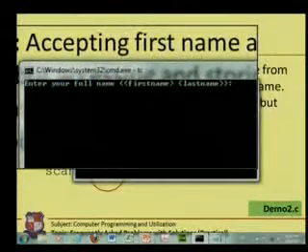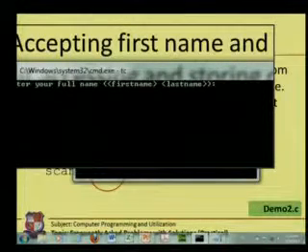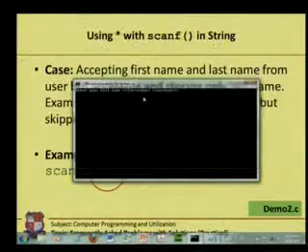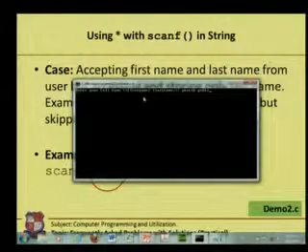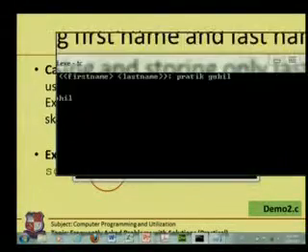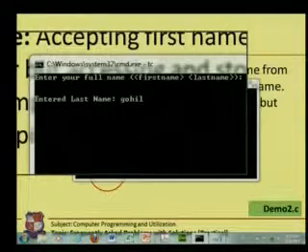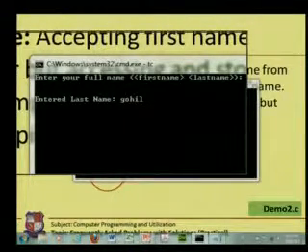Initially, the program shows "enter your full name in the form of first name space last name", and let me enter. I am writing my name, first word, then space and second word. So this is my entry. Now I am giving enter, and the output actually shows the last entry as the stored value and the first entry was omitted.